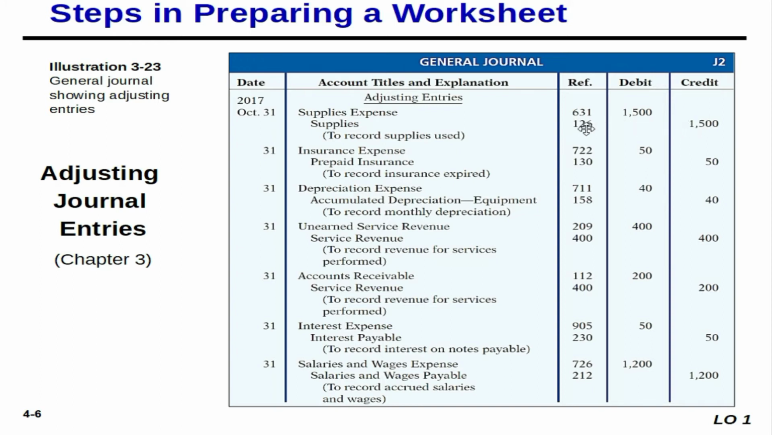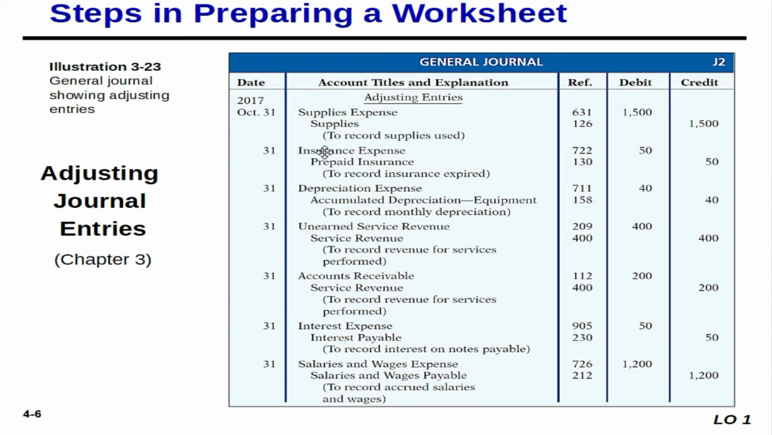The reference numbers are just the numbers that we assign to that account. Supplies in this case is 126. Supplies expense is 631, as it happens to be. We went over this when we covered the chart of accounts. You can take a look at that in a prior video. Then we have some other adjusted entries.